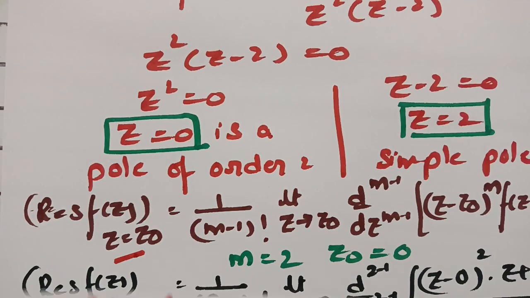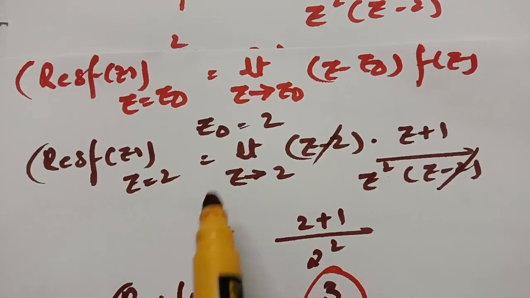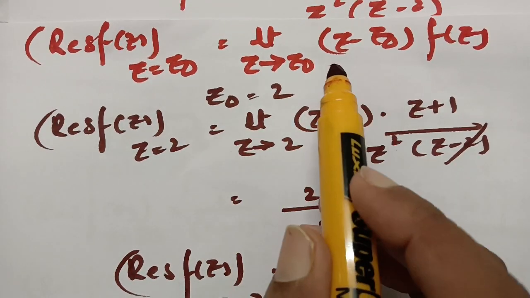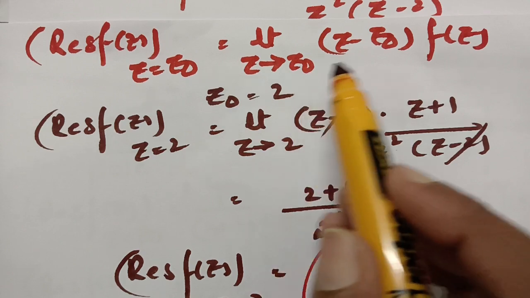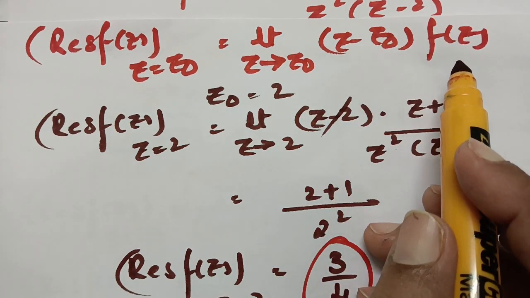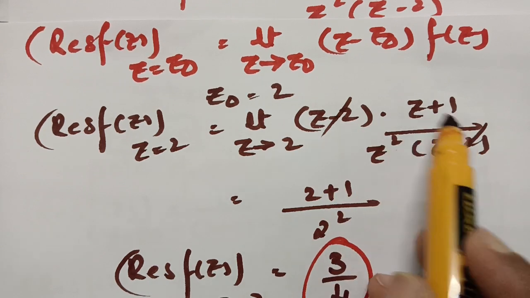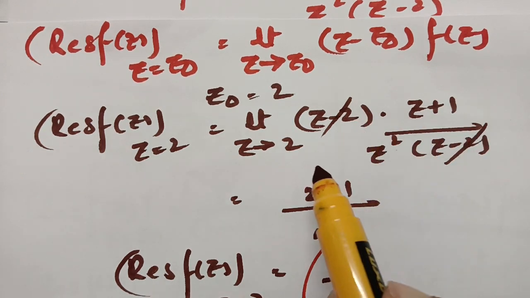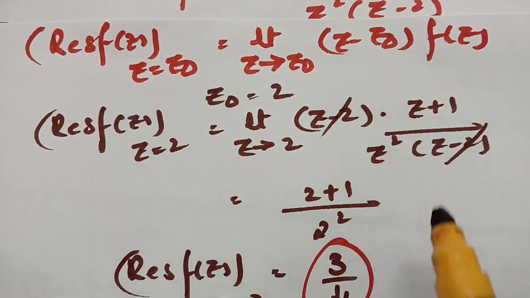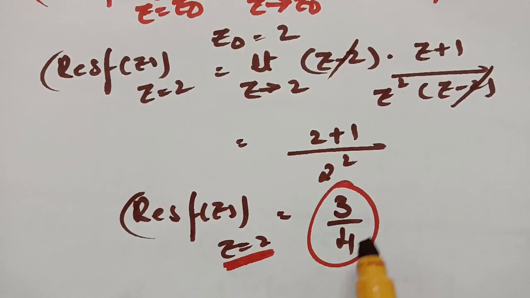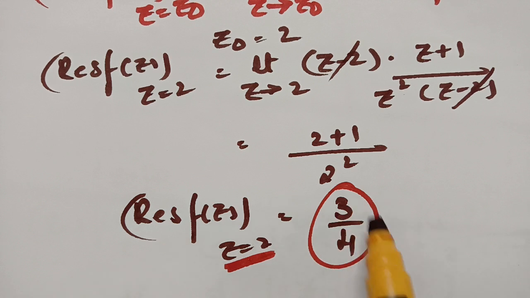And the next pole here is z is equal to 2. For z is equal to 2, as it is a simple pole, the formula is so simple: limit z tends to z naught, z minus z naught into f of z. So here z minus 2 into f of z is ready. We have to cancel z minus 2, and in the remaining function we have to keep z value as 2. This will be our residue value at the corresponding pole z is equal to 2. So this is how we have to solve.